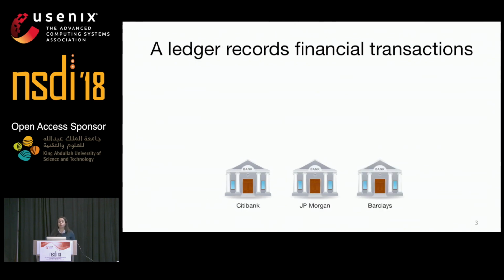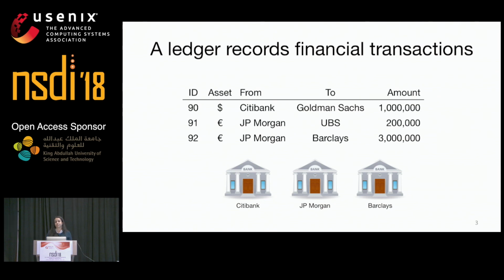These trades are recorded in a database. A useful abstraction for thinking about a table of these trades is a transaction ledger. In a transaction ledger, every row is a transaction transferring assets from one bank to another. So here in the first row, we have Citibank transferring $1 million to Goldman, then JP Morgan transferring 200,000 euros to UBS, and 3 million to Barclays.